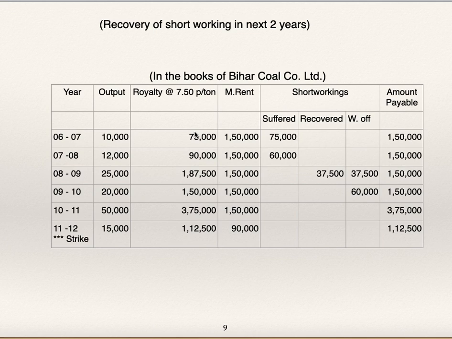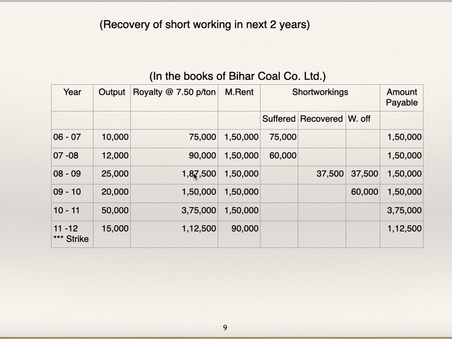1,50,000. In the next year also, 12,000 into 7.50, 90,000 is royalty, 1,50,000 is minimum rent. 1,50,000 minus 90,000, 60,000 he has suffered. Amount payable is 1,50,000. Compare these two. More, maximum amount he is supposed to pay.